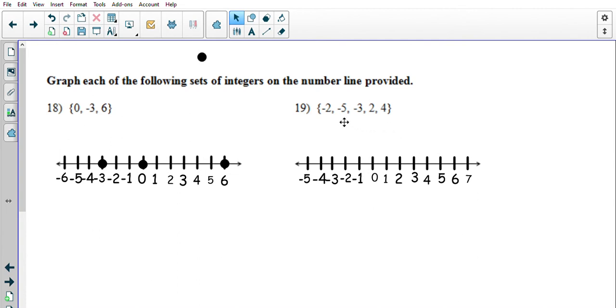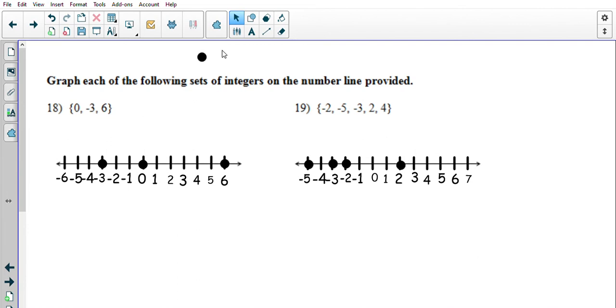So we need a dot or point at -2. So I'm going to slide this guy down. I'm going to put it at -2. There we go. One at -5. Slide that down. Here we go. As close as possible. One at -3. It's going to be right here. One at +2. So that's going to be right here.